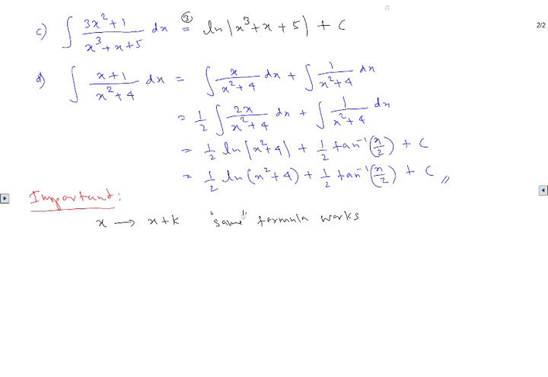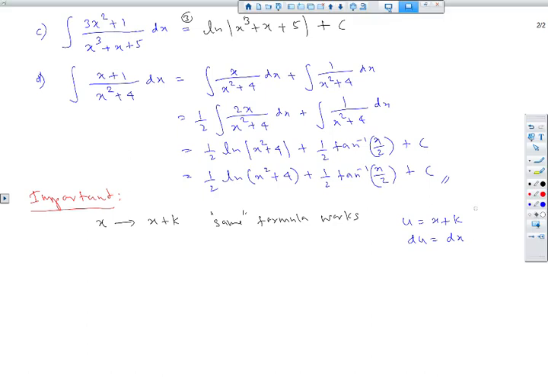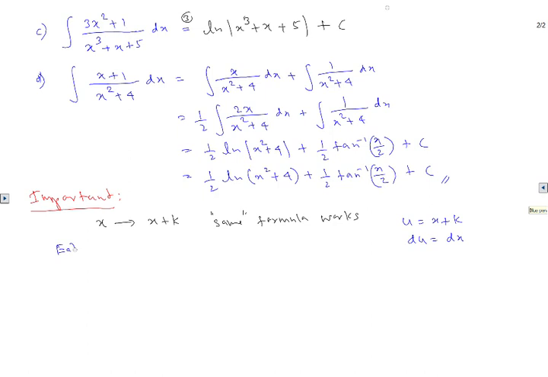One reason why this works is that if you pick u equal x plus k, and you take du, it is dx. So the du part and the dx part are the same. So that is one of the reasons why the integral does not really change. So let's look at some examples.